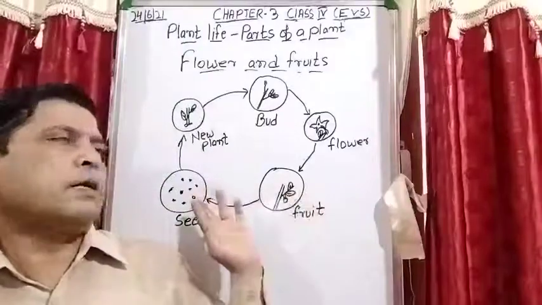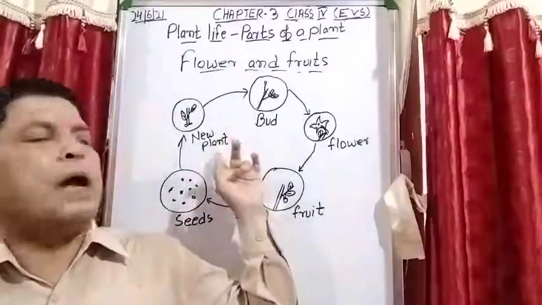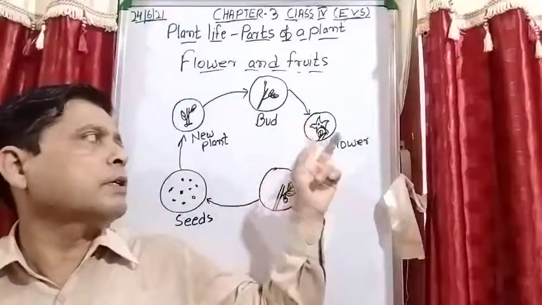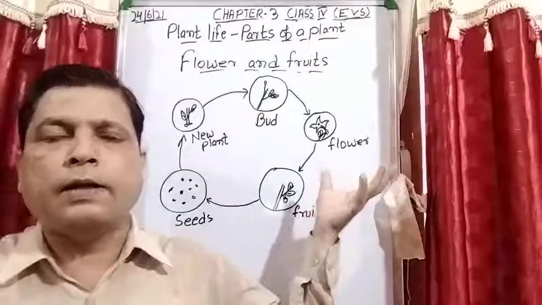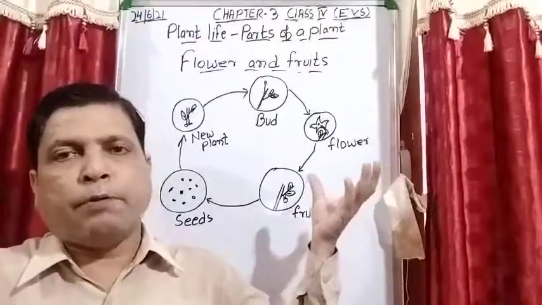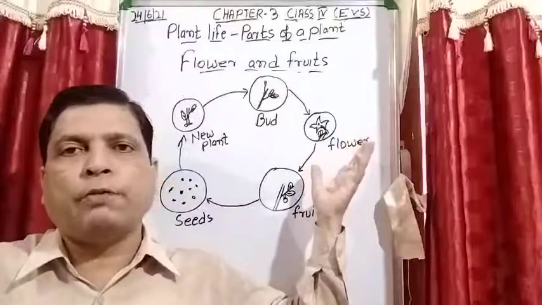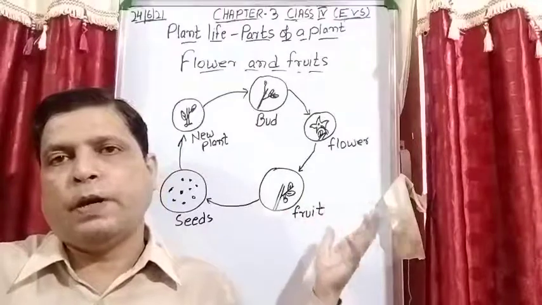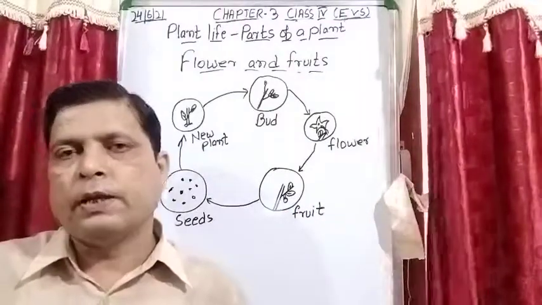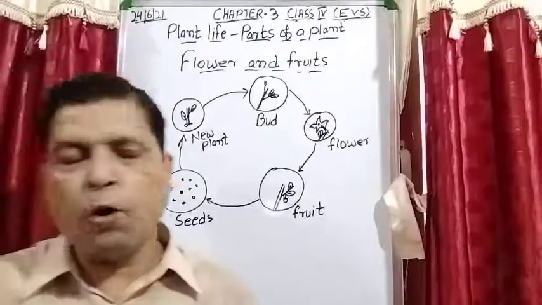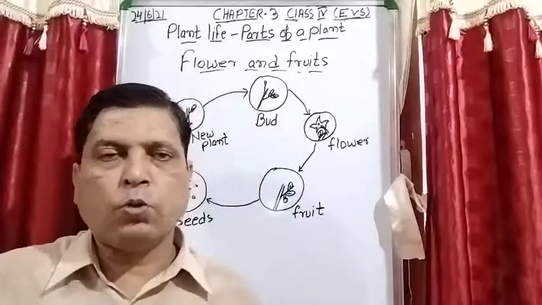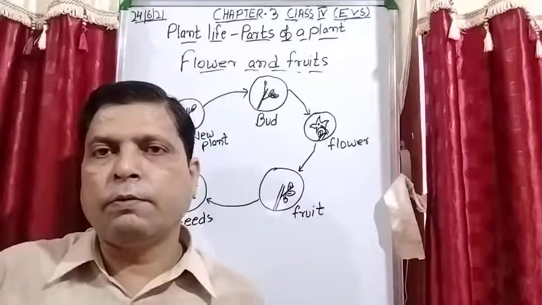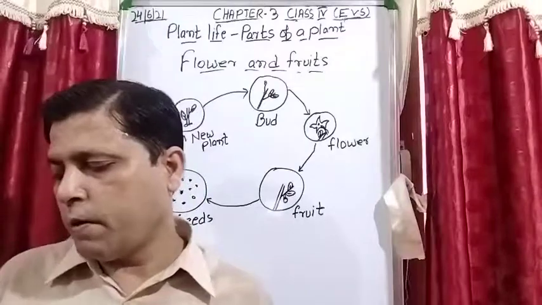So first it is a seed. From the seed, a new plant. On the stem of the new plant you will see the buds. After some time these buds grow and open, and you are able to see the petals of the flower. And when this flower changes into a fruit form, the flower dries. So this is the process. Now after that we will discuss uses of flowers.